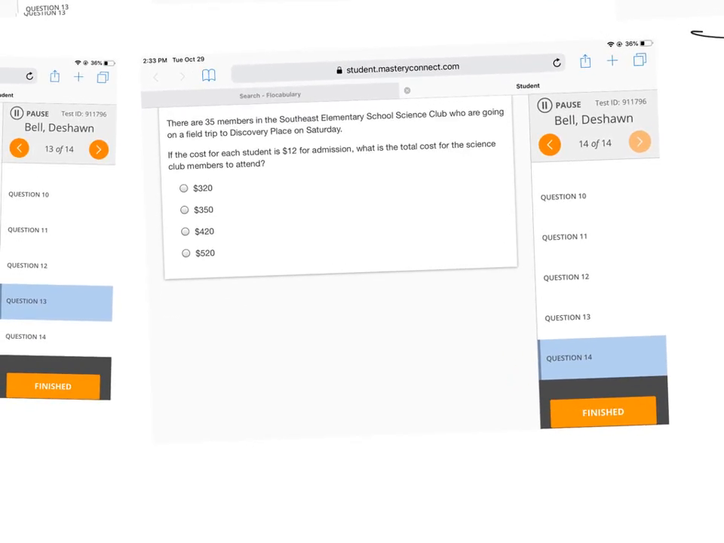There's 35 members in the Southeast Elementary School Science Club who are going on a field trip to Discovery Place on Saturday. If the cost for each student is $12 for admission, what is the total cost for the Science Club members to attend? So this one has 35 members, $12 for each member. I'm going to multiply those numbers.